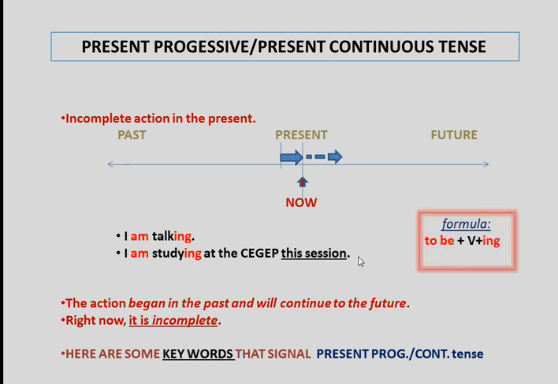The formula that we use to talk about something that is incomplete is the auxiliary to be conjugated, in this case in the present, plus the base form of the verb with ing on the end, which is called a present participle.